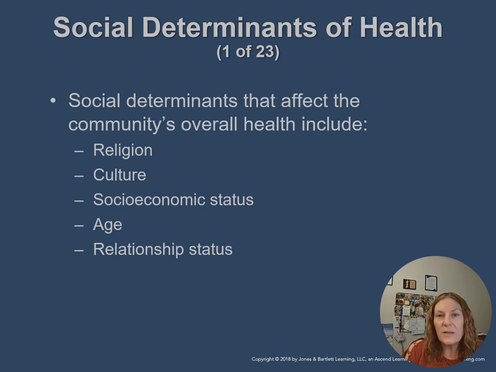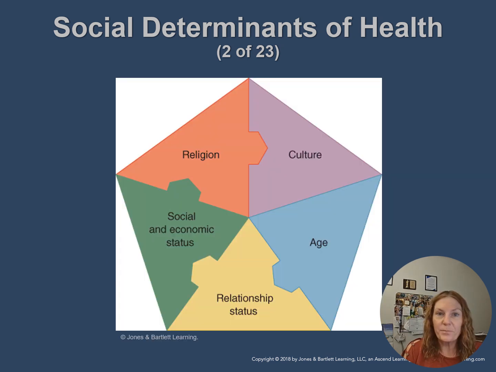Key social determinants that shape a community's overall health include factors such as religion, culture, socioeconomic status, age, and relationship status. Each of these influences the way people live, the choices they make, and their access to care, ultimately shaping health outcomes at both the individual and the community level.